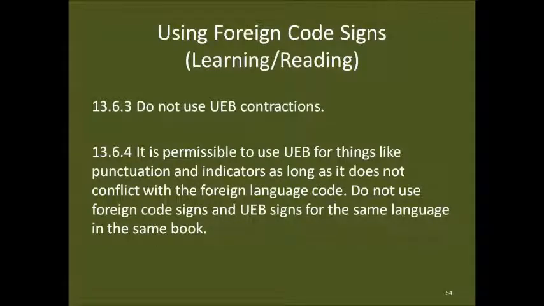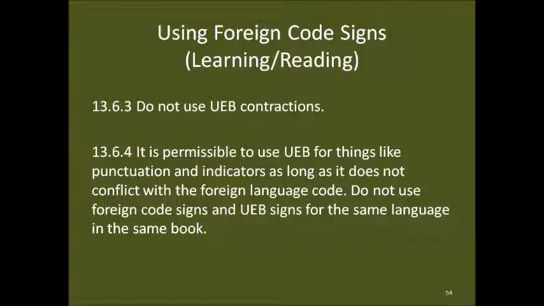Okay, so that's one situation where we're using UEB modifiers and contractions. Now we're going to talk about using the foreign code signs when we're actually learning a foreign language as English speakers, or we're reading material from another country, again, as English speakers. In that case, we do not use UEB contractions. And it is permissible to use UEB for things like punctuation and indicators as long as it does not conflict with the foreign language code that's being used.